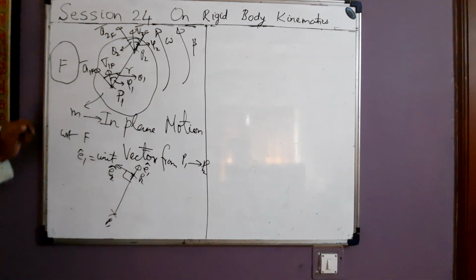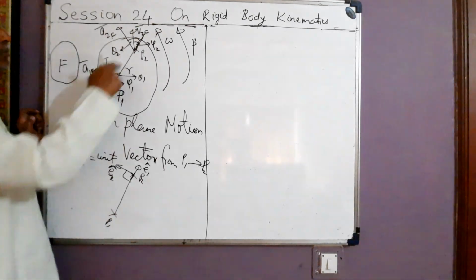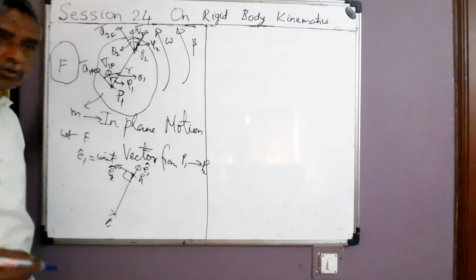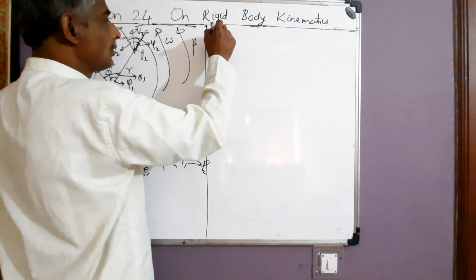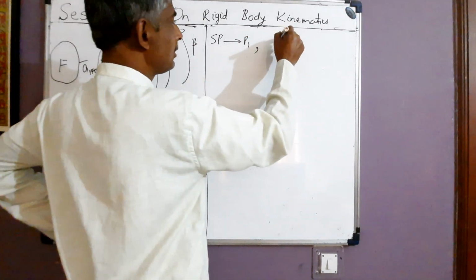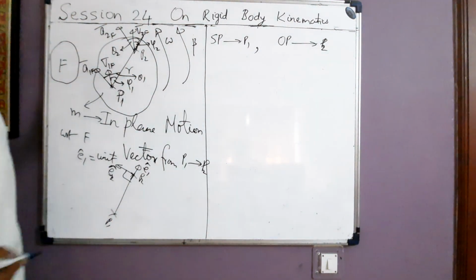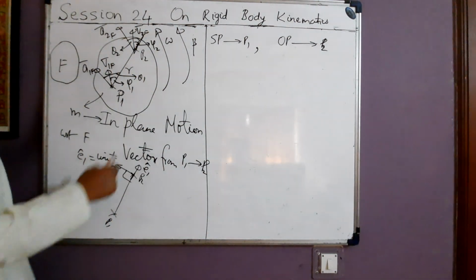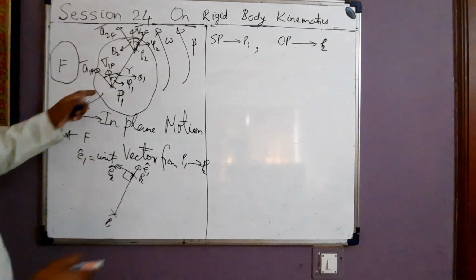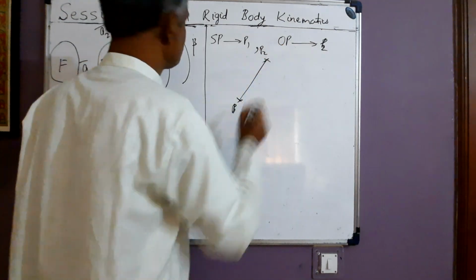So what I do first, I apply the SRC procedure for acceleration between P1 and P2. SP arrow P1, P1 is the selected point, OP arrow P2. I draw the line joining SP and OP whose orientation is the same as in the problem. So the orientation is like this, so I draw the line like this. This is P1, this is P2.